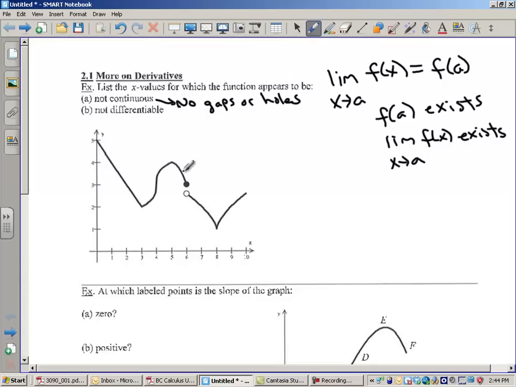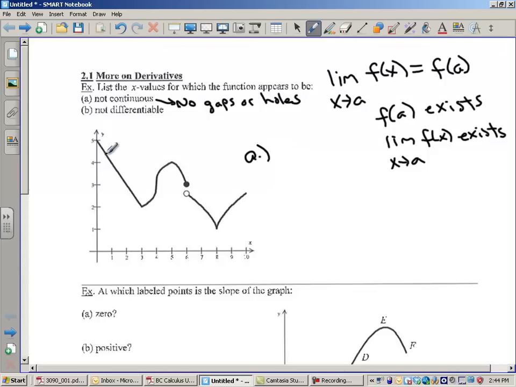So when I'm looking at a pretty picture, I'm just going to scan my eyes through here and say, are there any gaps or holes in the graph? And if there are gaps or holes, then I have to exclude that from being continuous. So we're going to list the x values for which the function appears to be not continuous. We're going to do that first. So I'm going to answer A.